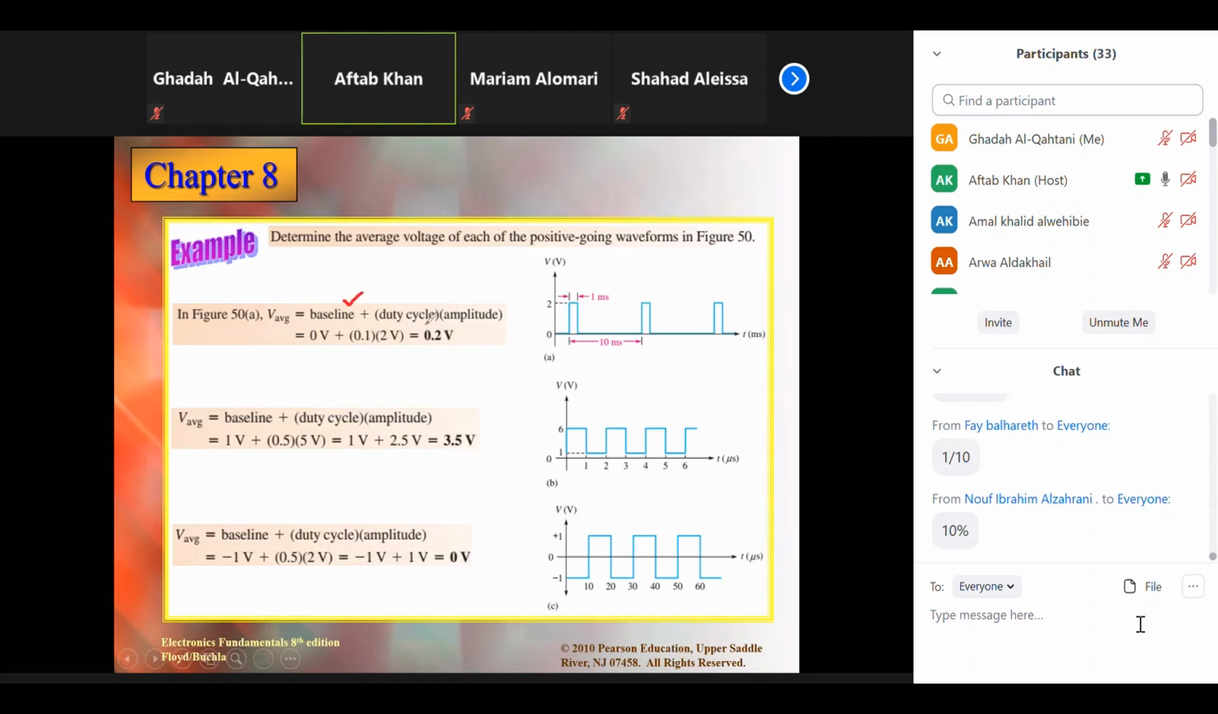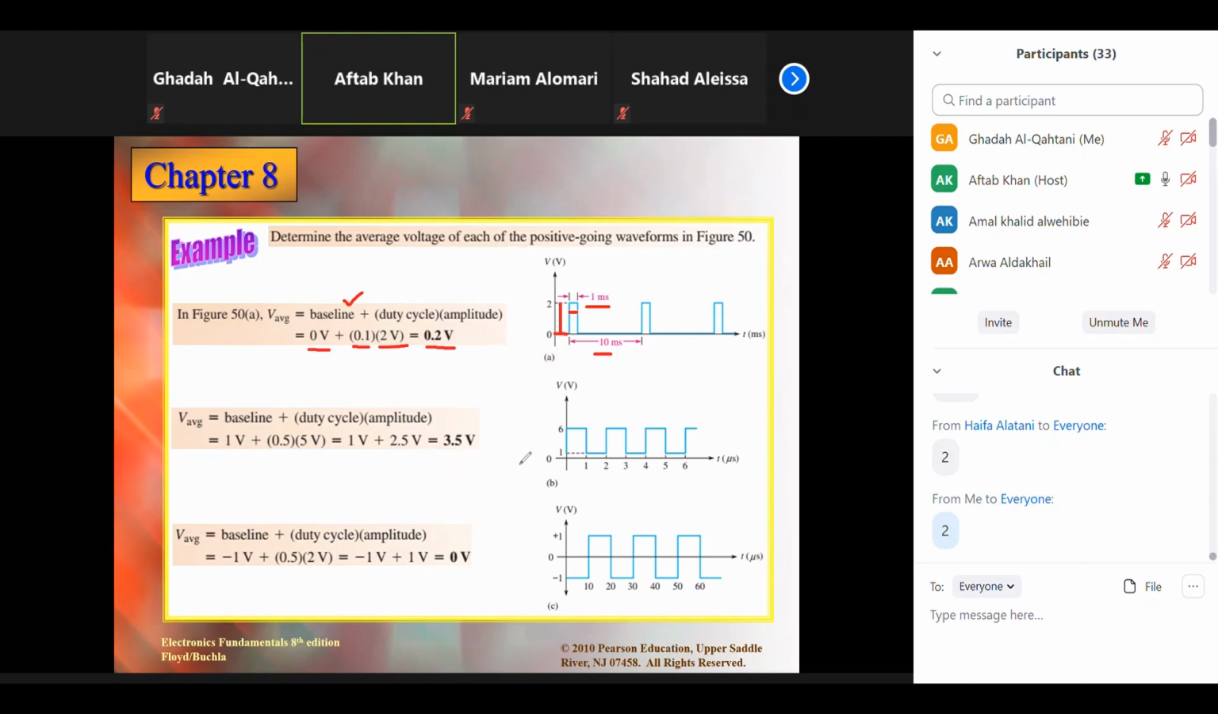First of all, check the baseline. Can you find the baseline, which is 0? Now the duty cycle, TW, meaning this much duration the pulse is high. We sometimes call it high time or on time, which is 1/10. When you say 1/10, it is 0.1. You multiply by the amplitude. The amplitude you can check from 0 to here. It is 2. You just put it there and get 0.2 volts. So this is the average value.